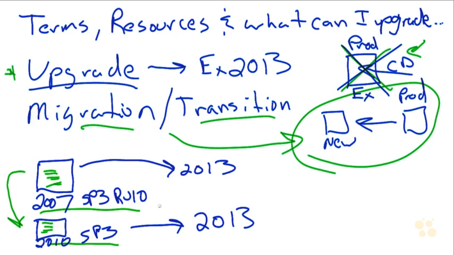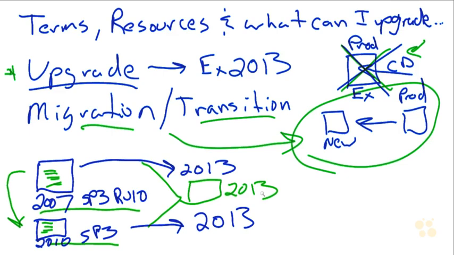This is a hybrid migration or a hybrid upgrade. You can still go to 2013. You can have mixed versions out there, and we can get everything cleaned up and on to 2013 for making this change.